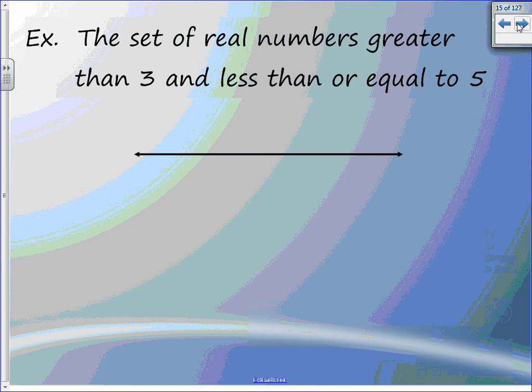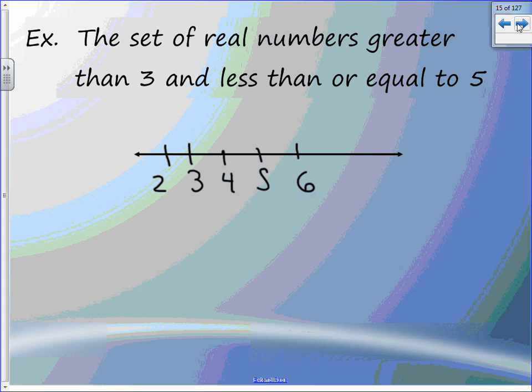So if you were to graph the set of real numbers greater than 3 and less than or equal to 5. So greater than 3, less than or equal to 5. On the 3, would you have a bracket or a parenthesis? So we have to go 3, 4, 5. I always like to have one number before our interval and one after, just so we have a number line that has a little more on it.